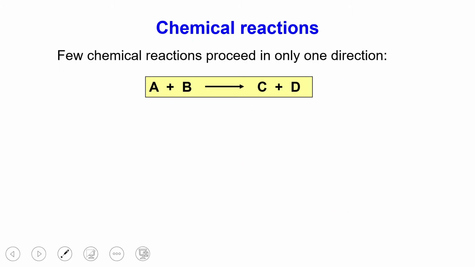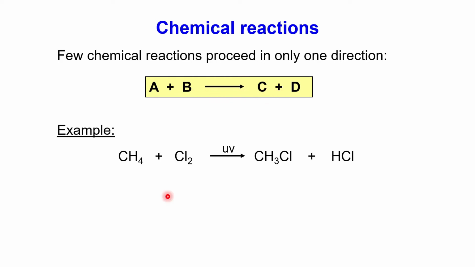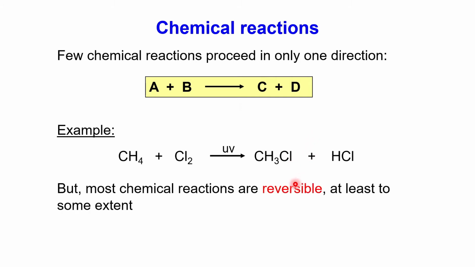Okay, so this one is a chemical reaction that we always refer to as A plus B. A general reaction: A plus B produce C plus D. For example, we have the reaction between methane and chlorine in the presence of UV, producing chloromethane and HCl. So this one we call the forward reaction. But most chemical reactions are reversible.